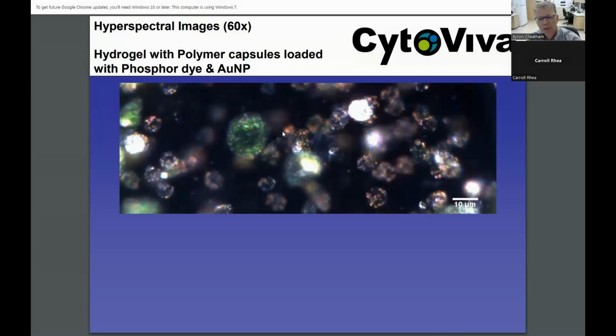What's important, though, when you're looking at this hydrogel with these polymer capsules, is to understand how many are loaded with phosphor dye and how many are loaded with gold nanoparticles. And while you can kind of get a sense, even in the dark field mode, that you can see some green here, maybe some green here, and some gold looking here, it's purely qualitative, and it's a little fuzzy, quite honestly, because we're looking at these polymer capsules in this thick hydrogel, for example.